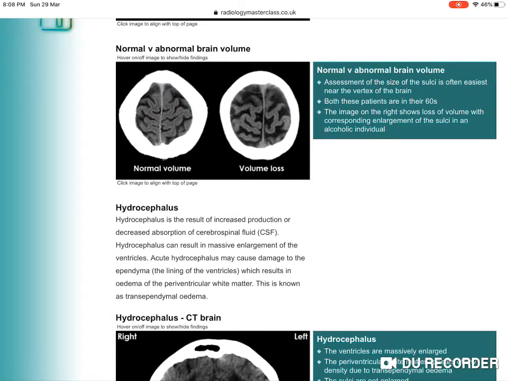Normal versus abnormal brain volume. Assessment of the size of the sulci is often easiest near the vertex of the brain. Both these patients are in their 60s. The image on the right shows loss of volume with corresponding enlargement of the sulci in an alcoholic individual.